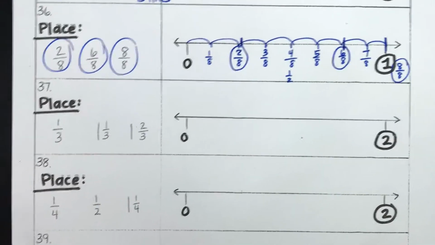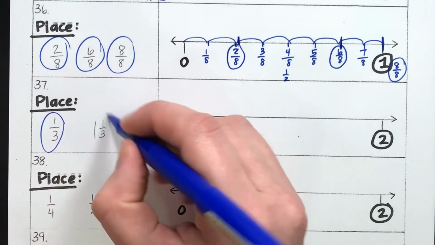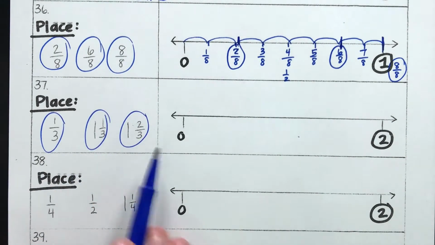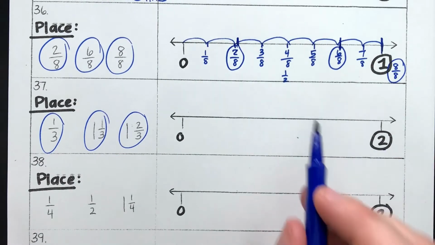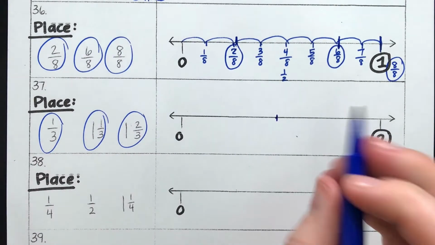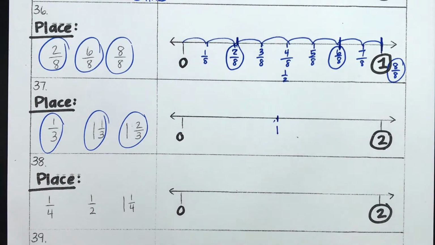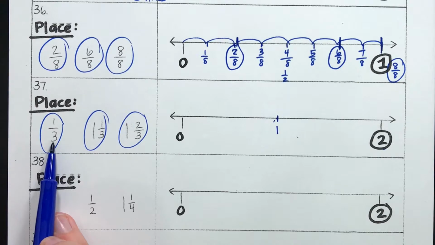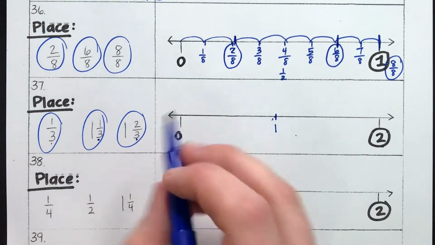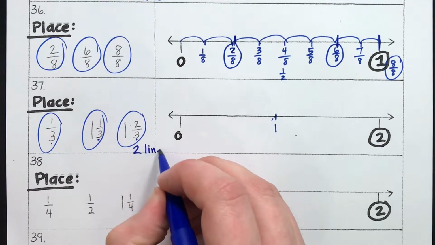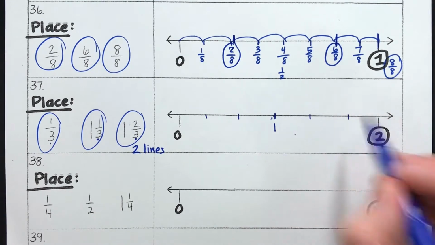All right, let's look at number 37. So 1/3, 1 1/3, and 1 2/3. So I can tell that my number line is ending on a 2. So the first thing I always do, remember, is cut it in half and mark 1. So this is 1 whole, this is 2 wholes. And now it looks like we need to cut each whole into thirds. So if we're cutting into thirds, that means we need to be drawing 2 lines. Okay, 1, 2, 1, 2.